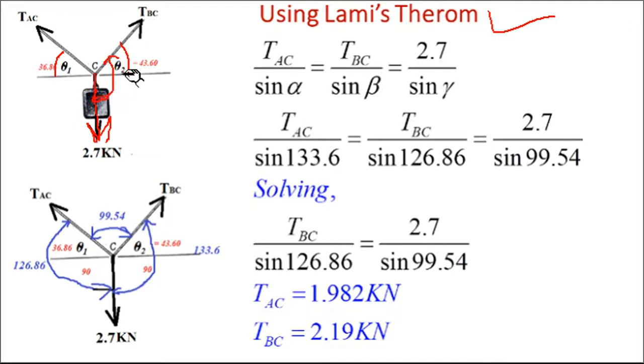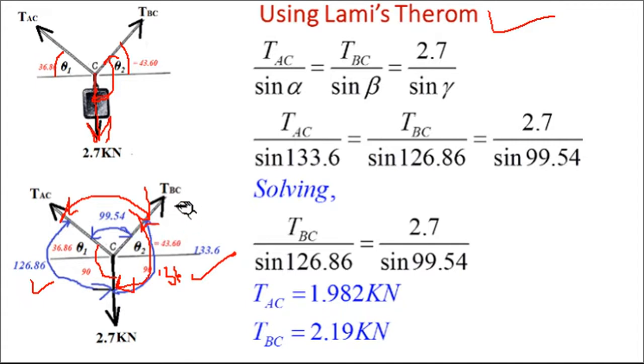So what will be this theta 2? Total angle in this case, this total angle will be 43.6 plus 90. 43.6 plus 90 means this will be 133.60, and this is 36.86 plus 90, so it will be 126.86, and 360 minus these two angles, 133.6 and 126.86, you will get this remaining angle as 99.54.